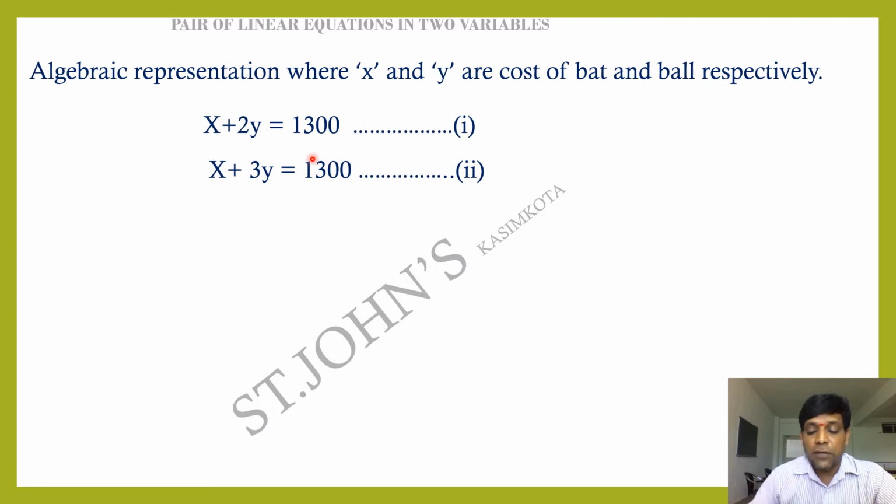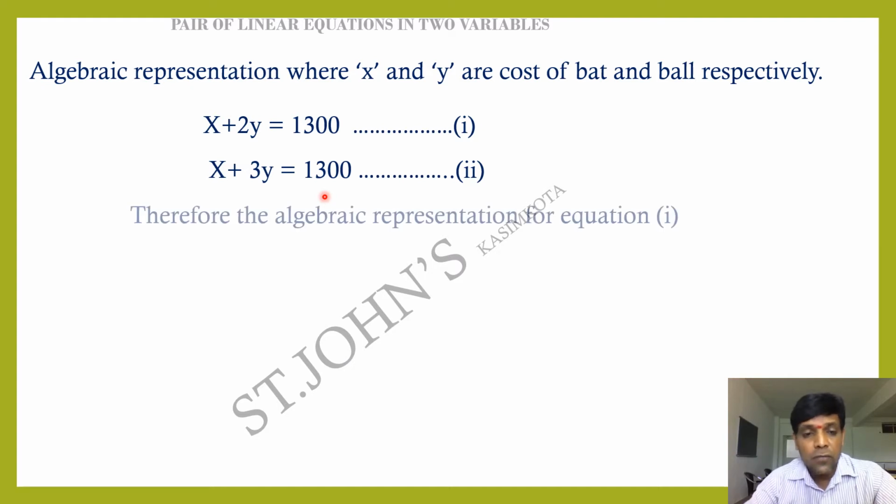Okay. This is the second equation. What is the second equation? x plus 3y equals 1,300. First equation, x plus 2y equals 1,300. Second equation, x plus 3y equals 1,300. So how to write the algebraic form? 2y equals 1,300 minus x, then y equals (1,300 minus x) by 2. At the same time, x plus 3y equals 1,300 is written as 3y equals 1,300 minus x, and y equals (1,300 minus x) by 3. Okay, these two are algebraic forms.